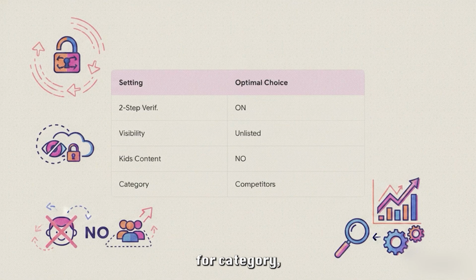And finally, for category, don't just guess. Grab a video link from your biggest competitor, run it through an online category checker, and match them exactly so the algorithm groups you together.